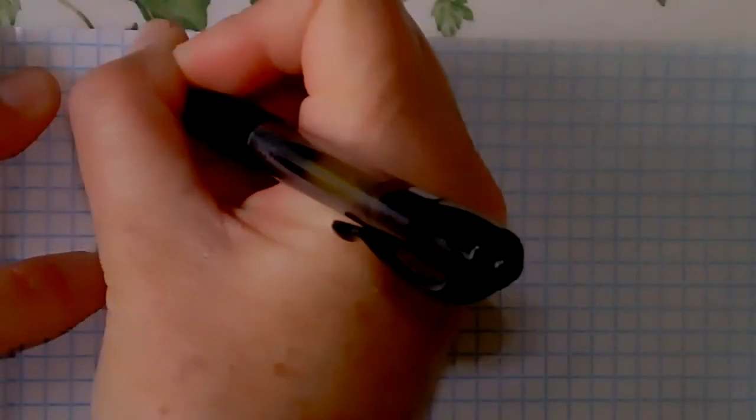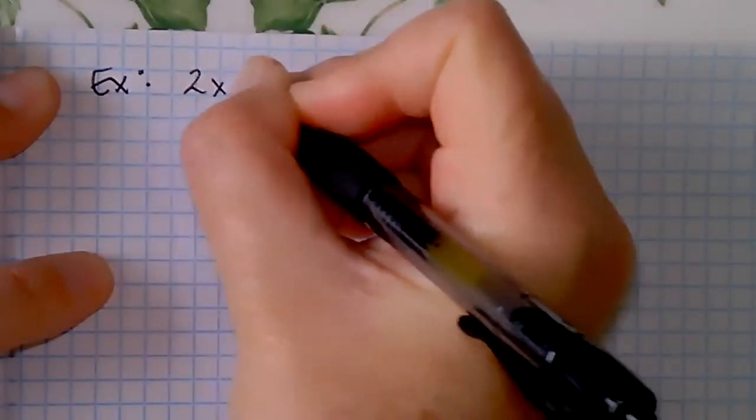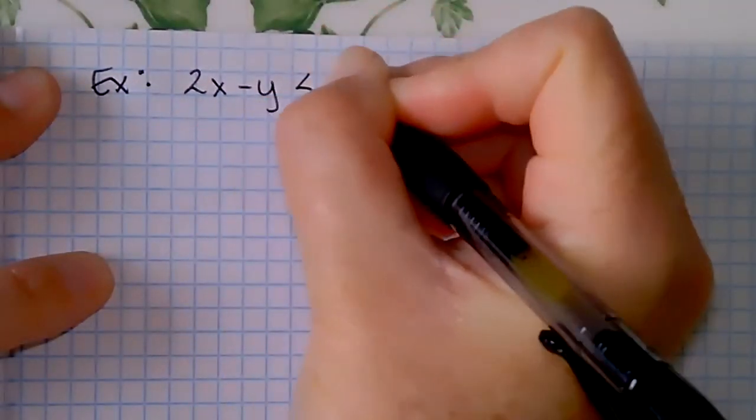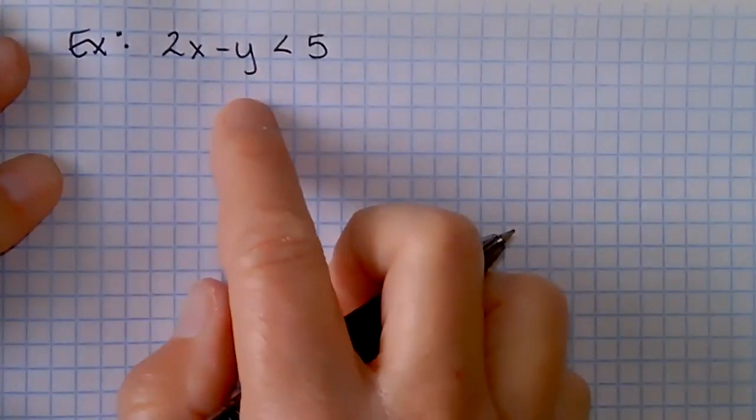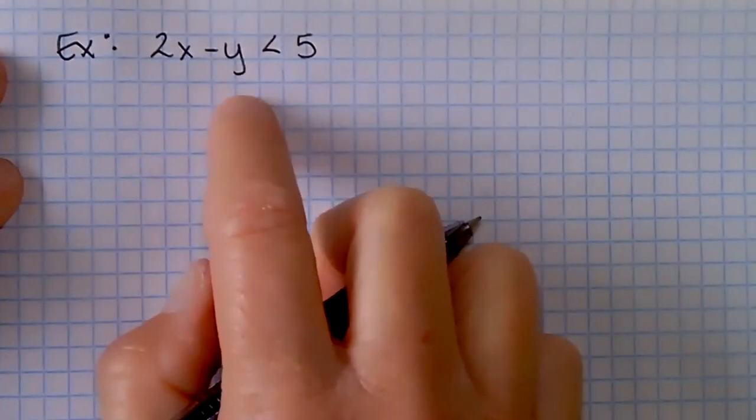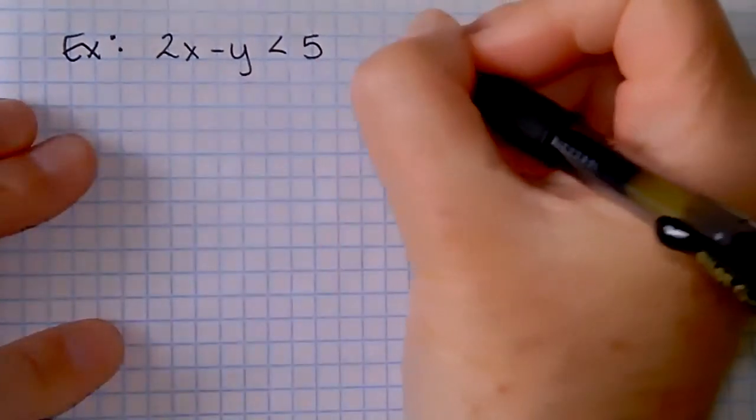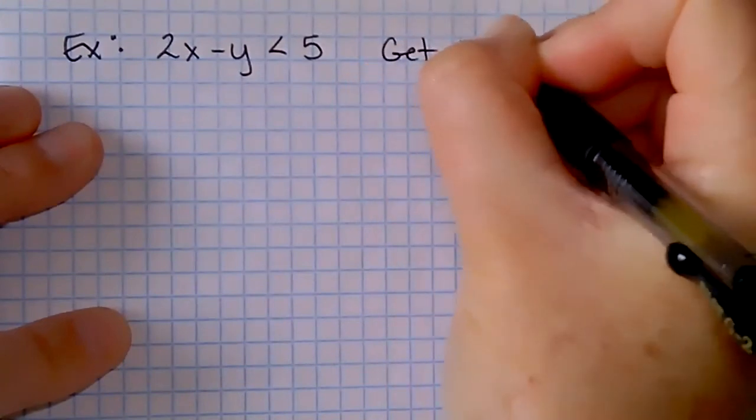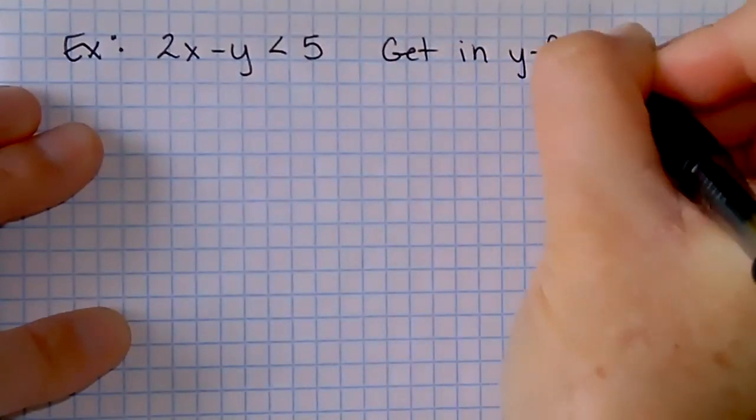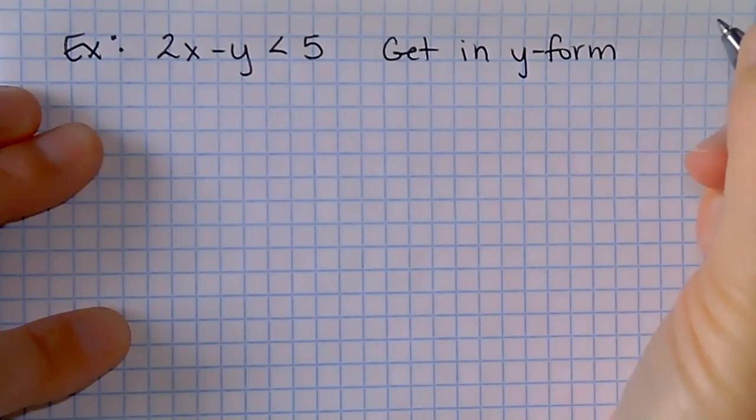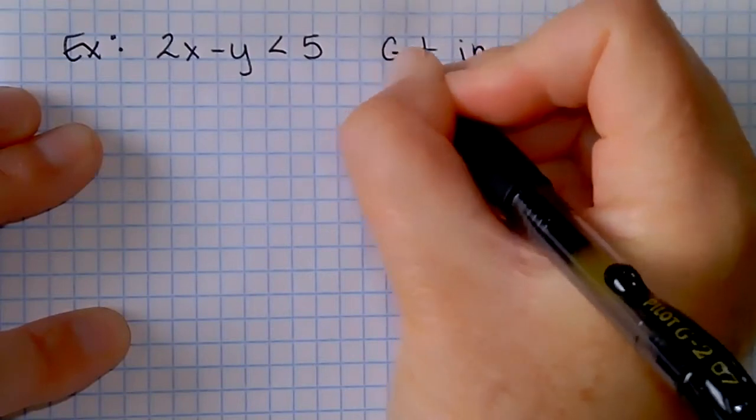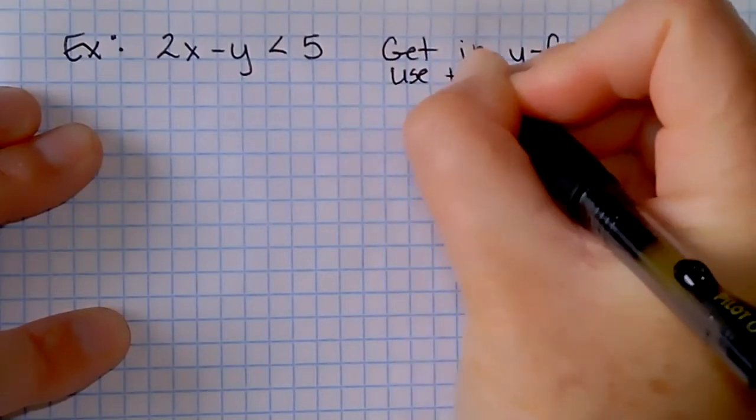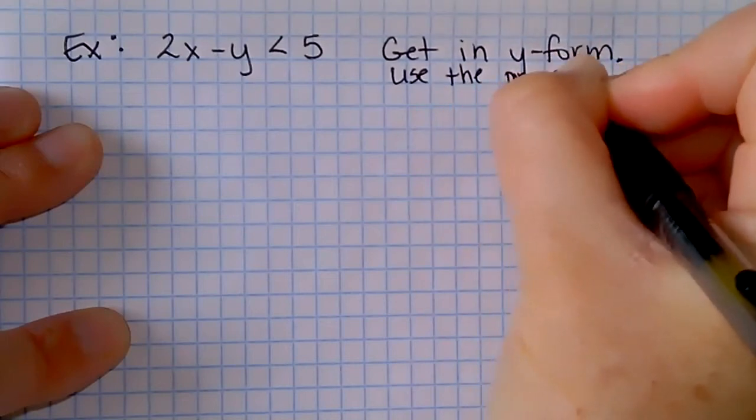So let's say as an example, I give us something like this: 2x minus y less than 5. Now, one like this is not in the y form, okay? So you want to be careful. The first thing I need to do is get it in y form. When I say get it in y form, I'm going to use the properties of inequalities.